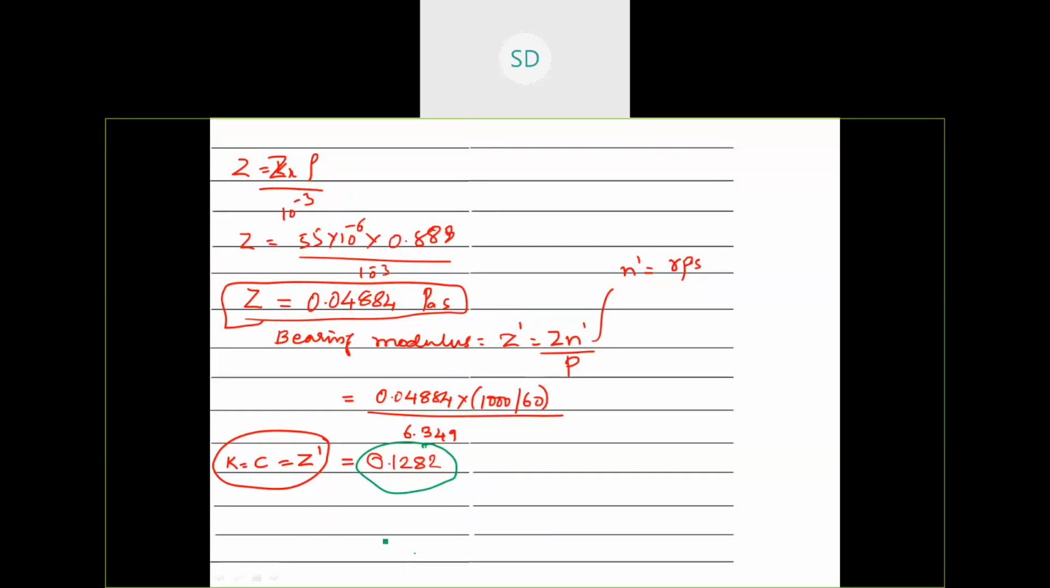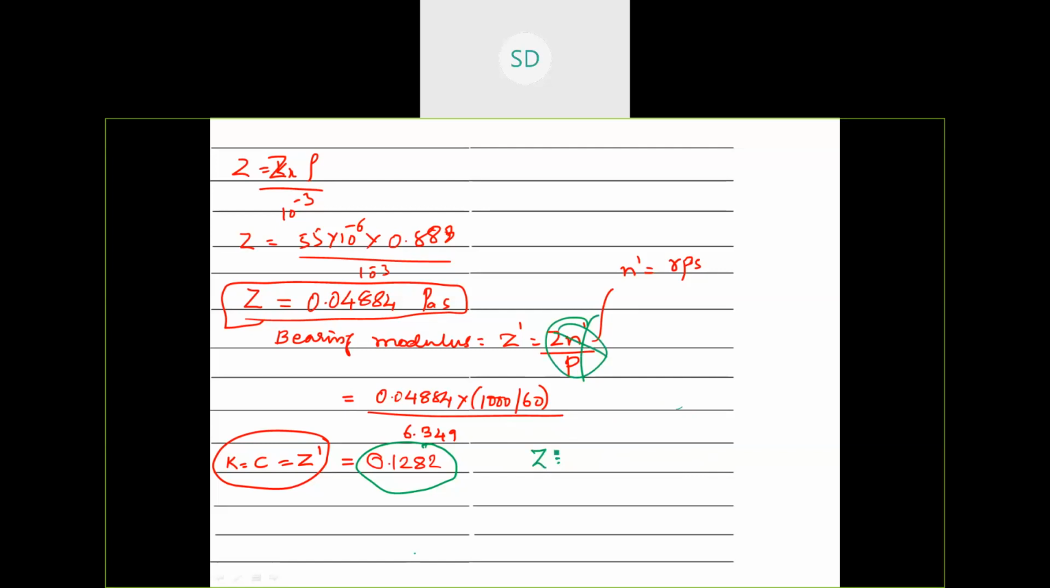Now we have put a star mark here. What is there at the star mark? It is speed in revolutions per minute. What have we done? We used speed per second. We need to correct it. Now this is what was wrong.